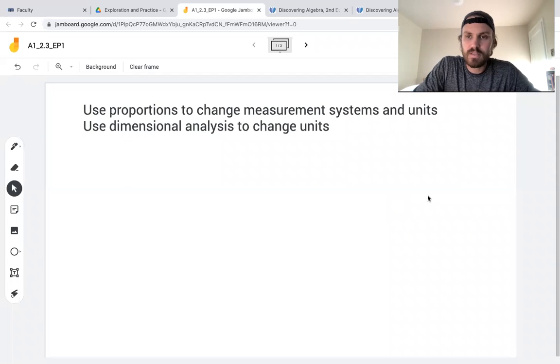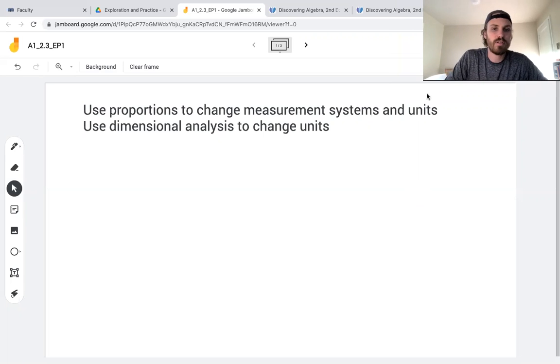Okay, so this is just going to be a brief introduction into section 2.3, which is kind of extending off what we've already done with proportions. But we're going to be using proportions and a little technique called dimensional analysis to basically change units, okay? There's a lot of times when we want to be able to translate between units.